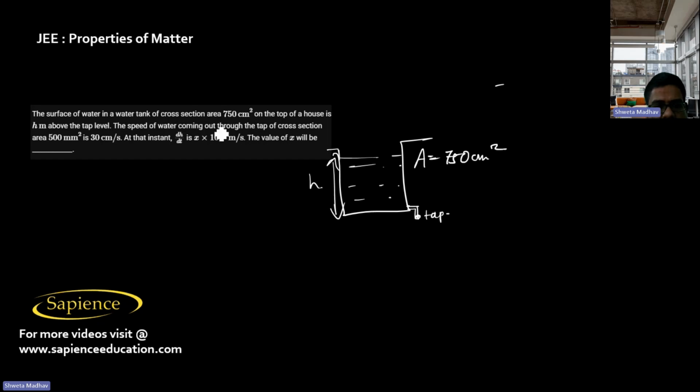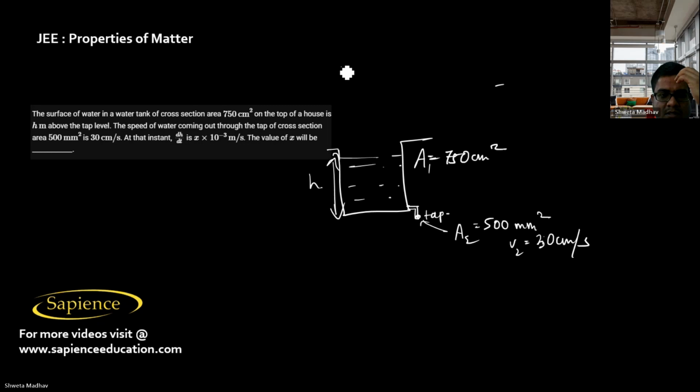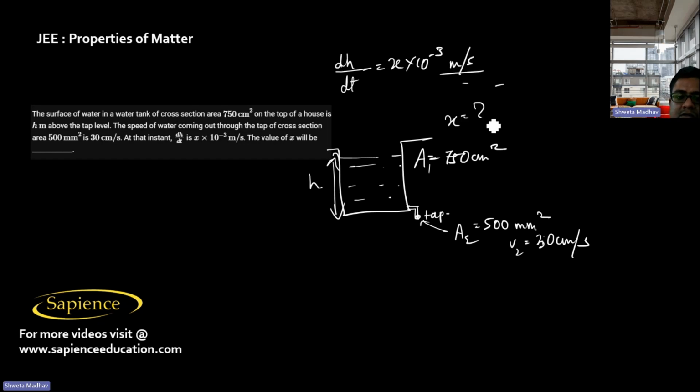The speed of water coming out of the tap of cross-sectional area A, suppose that is 500 millimeter square, is V2, that is 30 centimeter per second. Then at that instant, dH by dt is x into 10 power minus 3 meter per second. The value of x is how much?